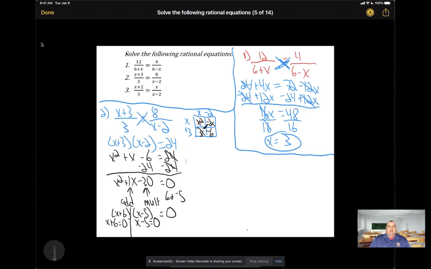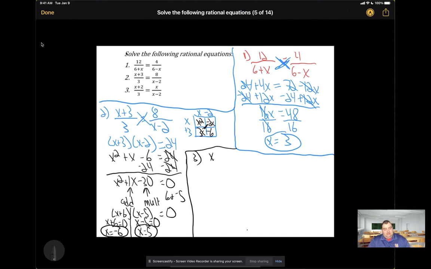So in the first factor, x plus 6 equals 0. If I subtract 6 from both sides, I'm going to end up with x equals negative 6. And on the right-hand side, if I add 5 to both sides, I'm going to end up with x equals 5. So number 2 actually has two solutions, x equals negative 6 and x equals positive 5. So that's number 2. Let's do number 3 now.